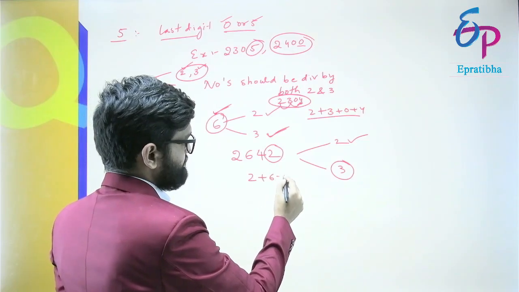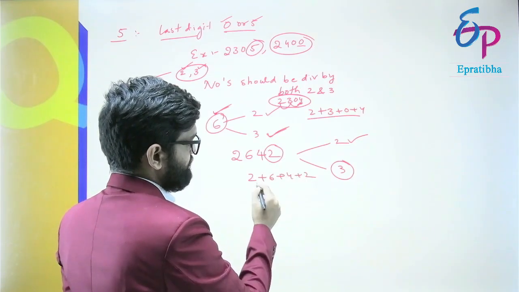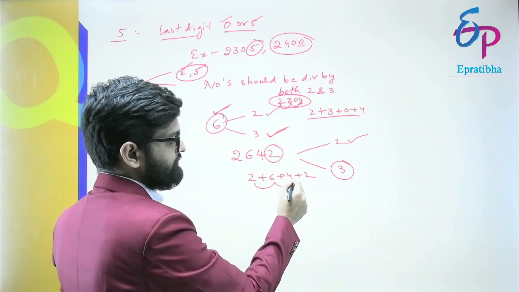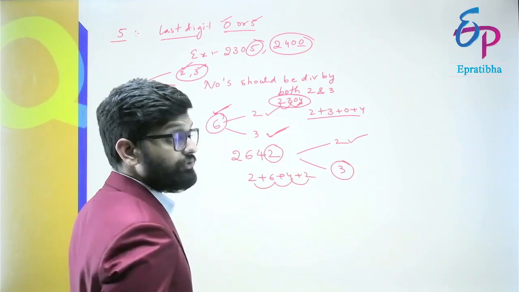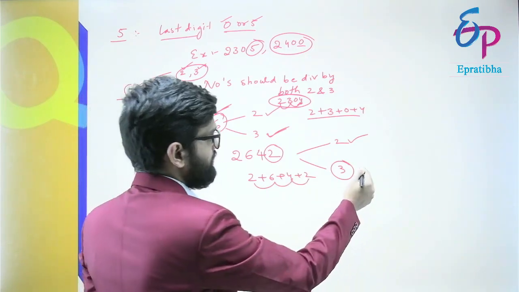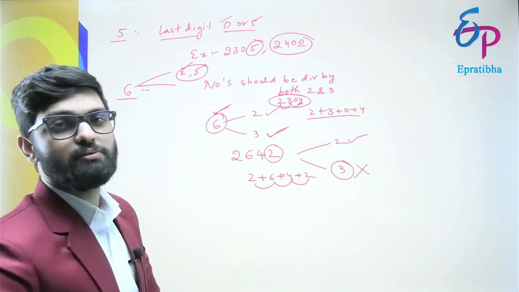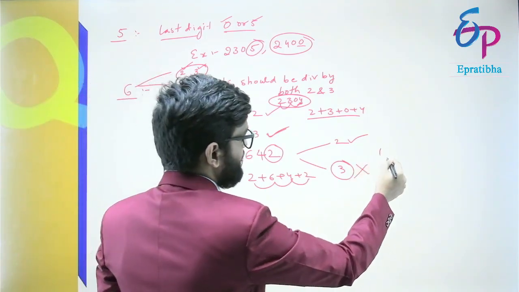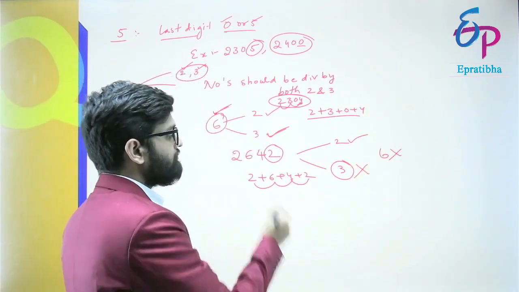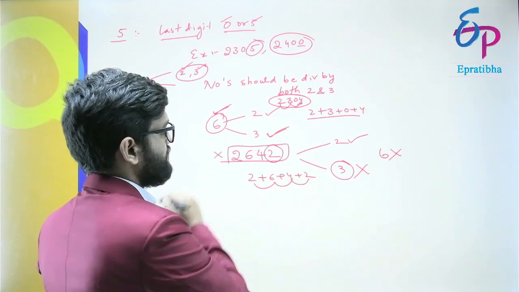The sum of digits should be divisible by 3. 2 plus 6 plus 4 plus 2. What is 2 plus 6? 8. 8 plus 4, 12. 12 plus 2, it is 14. 14 will not come in the 3 table. So it is not divisible by 3. If it is not divisible by 3, it should not be divisible by 6 as well. So this number is not coming in the 6 table.